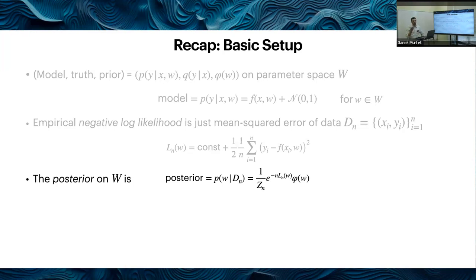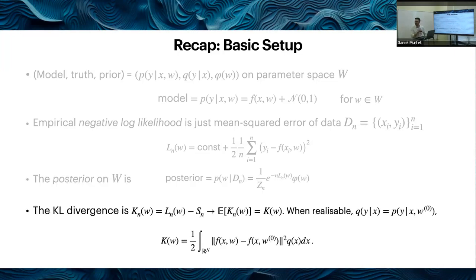And so one of our fundamental objects of study is the posterior, which I'm sure you're all familiar with by this point. The Zn there, just as a reminder, is the partition function, and that just normalizes the posterior distribution to turn it into a probability distribution. Well, depends on your frame of reference. In some sense, it's just some constant. In another sense, it's the holy grail of everything.